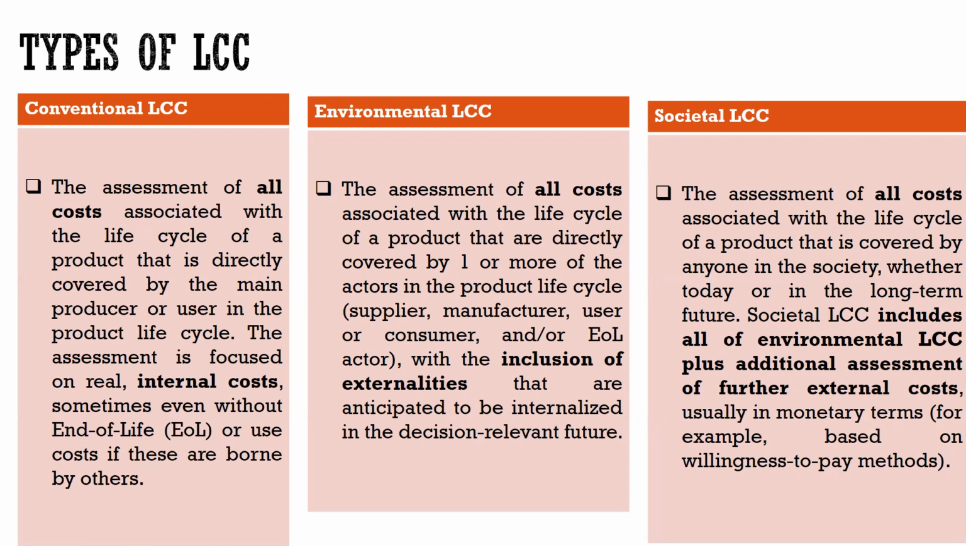The conventional life cycle costing, we said, is an assessment of all costs associated with the life cycle of a product that is directly covered by the main producer or user in the product life cycle. The assessment is focused on real internal costs, sometimes even without end of life or use costs, which are borne by others. So in this case, conventional life cycle costing is a portion of life cycle costing that includes only internal costs. You can only analyze the internal cost of a product.